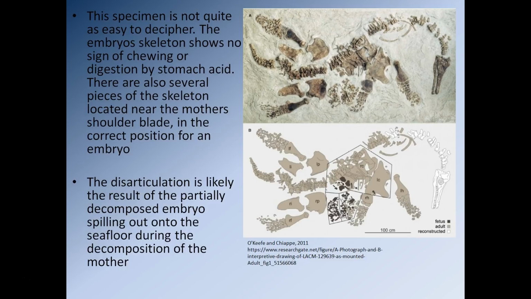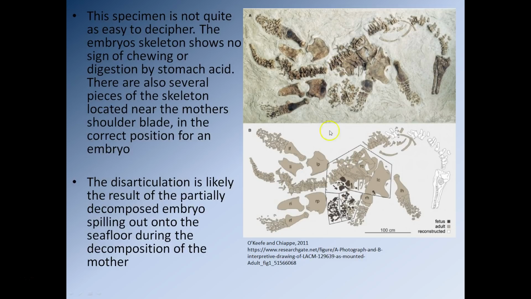So there are also several pieces of skeleton located near the mother's shoulder blades in the correct position for the embryo. Okay, so here are the shoulder blades of the mother, right there. And you can see here we have these dark brown patches, mostly located in this area here. And then we have a selection of bones down here, also picked out in dark brown there. These are the bones of essentially the juvenile plesiosaur, which would have been contained within the mother.